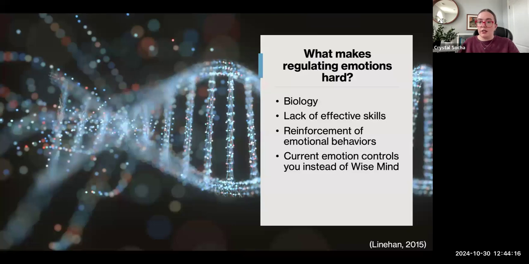Current emotions or the emotion itself controls you instead of this person's wise mind. So our emotion mind takes over. It's hard to think clearly when we are in this really distressing, overwhelming, complete emotion overload, confusion. It's very hard to think clearly, which I basically just said. This emotional overwhelm or confusion.